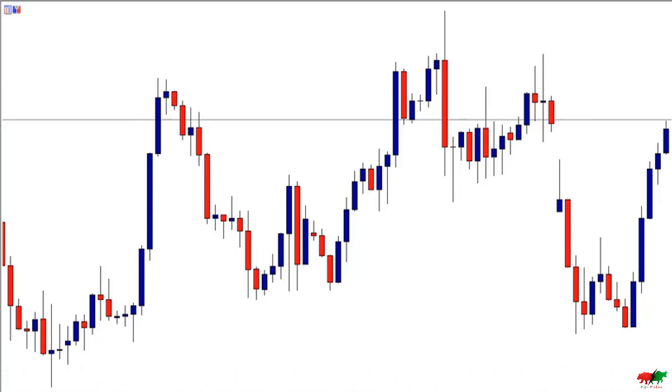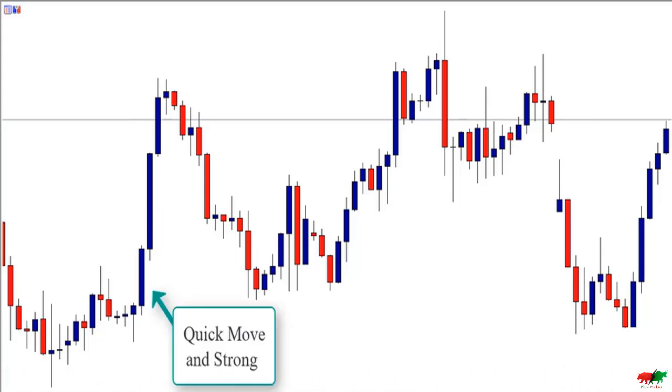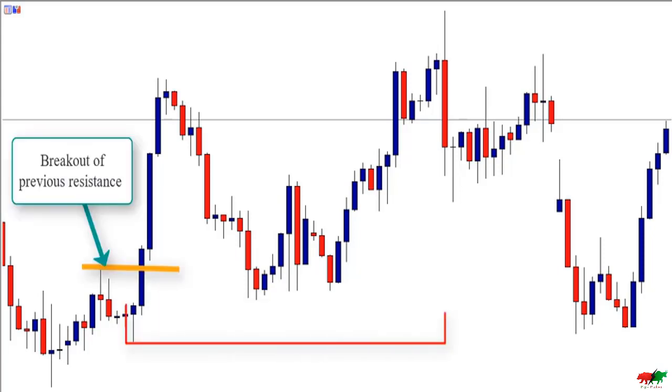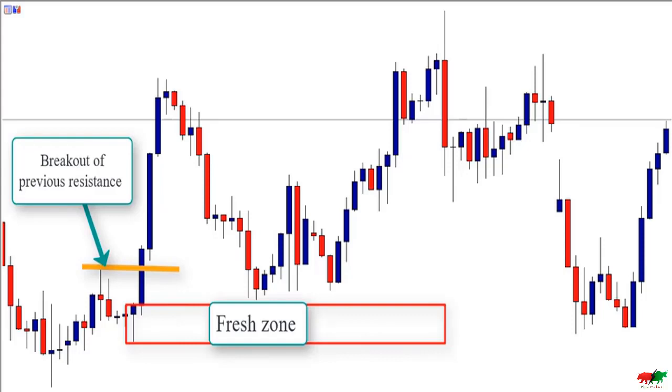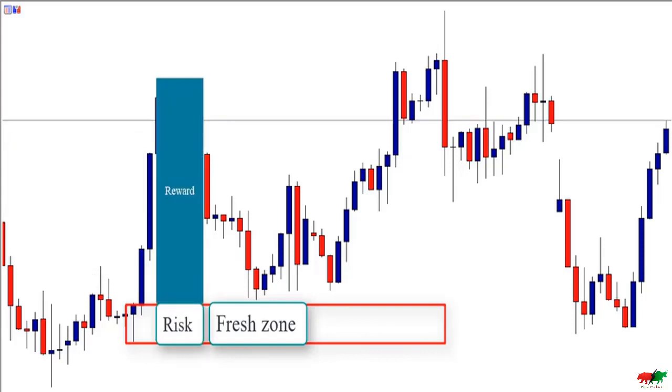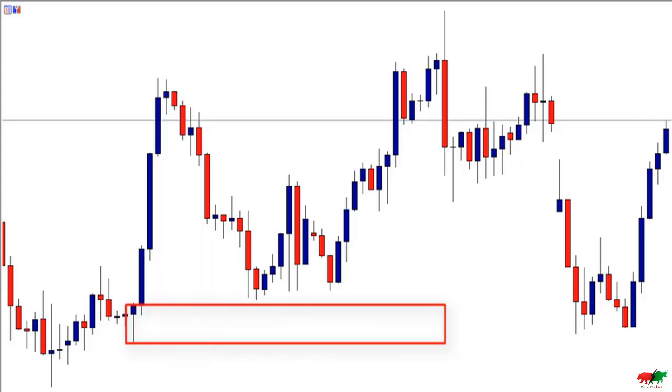As you can see, the move is quick and strong. The previous resistance level is broken. The zone is fresh and offers a good risk to reward ratio. This pin bar is the basing candle.